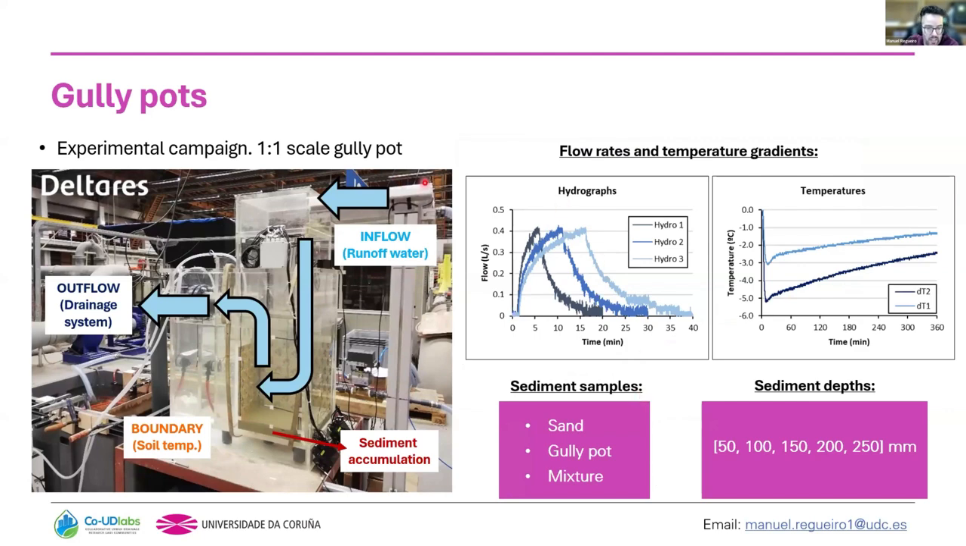At Deltares, they had a one-to-one scale gully pot, and basically it works like this. It's a closed loop: the water enters from here and goes into the gully pot. Then here is the mixing process of the water with the sediment accumulation, the sediment layer at the bottom, then the outflow, and it also has a big tank. The gully pot is placed in a big tank in order to set the boundary conditions, so as to reproduce the soil temperature dynamics surrounding the gully pot.